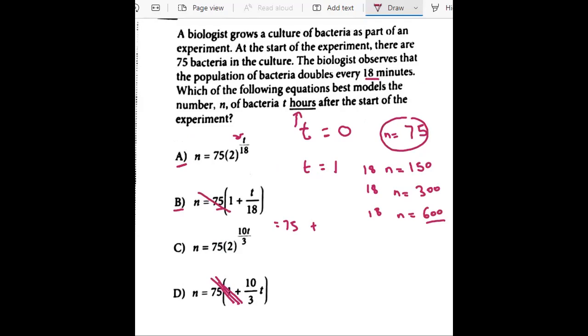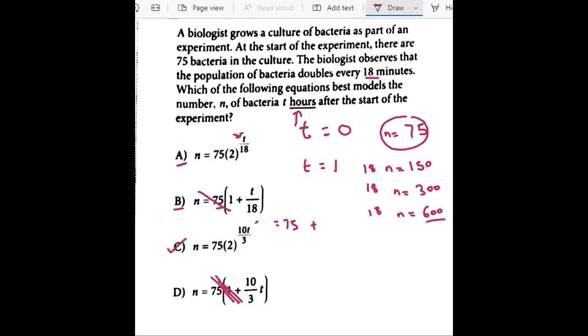Now if we look at C, yes, C is the answer. And if we plug in t equals 1, what are we going to get? We will not get 600. We will get something more than 600. That would be 2 to the power of 10 divided by 3 multiplied by 75. So this is 755.95. But yes, this is the answer because I did this for 3 18 minutes.